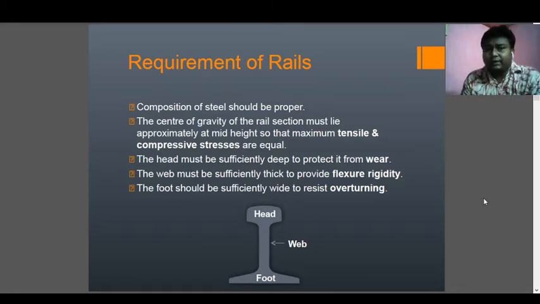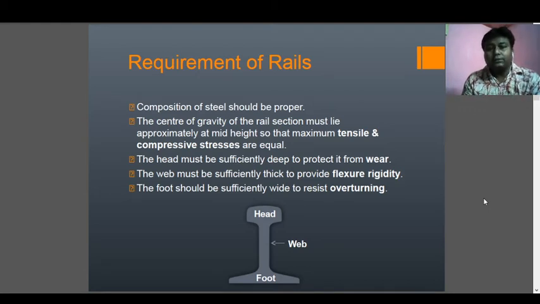Next is the requirement of the rail. So what are the various requirements of the rail? The composition of steel should be proper. The center of gravity of the rail section must lie approximately at mid height so that the maximum tensile and compressive stresses are equal. Yes, definitely the center of gravity should be at the middle. If this is a rail going in the longitudinal direction, the center should be at the middle point so that the maximum tensile and compressive strengths are equal.